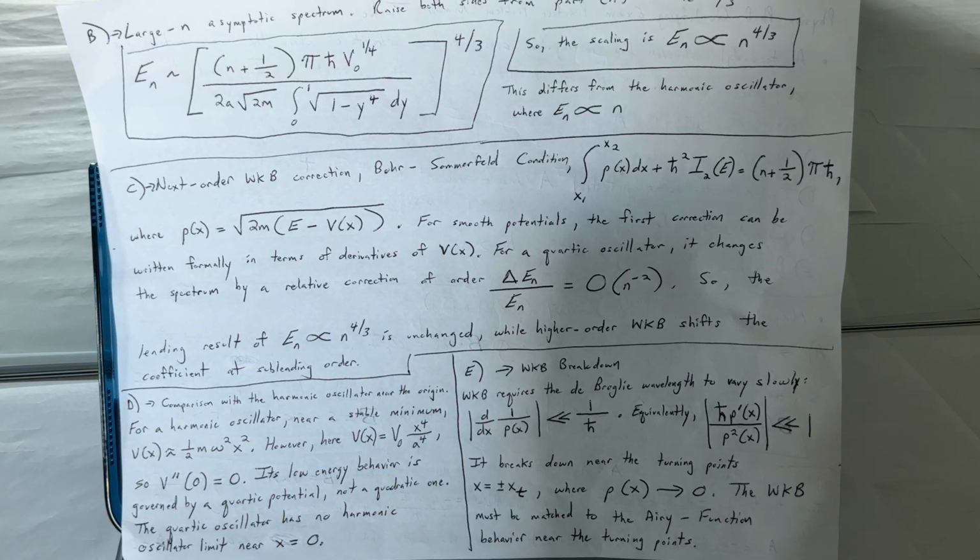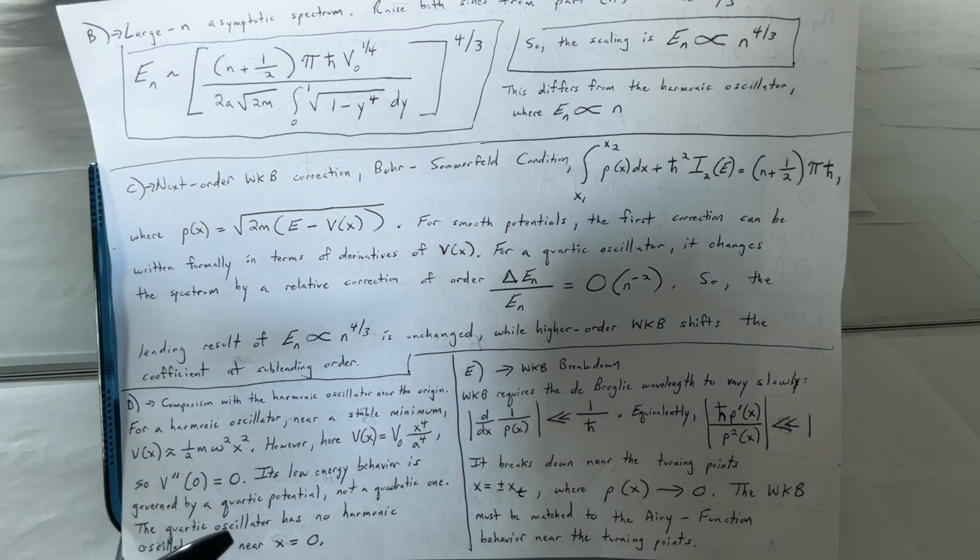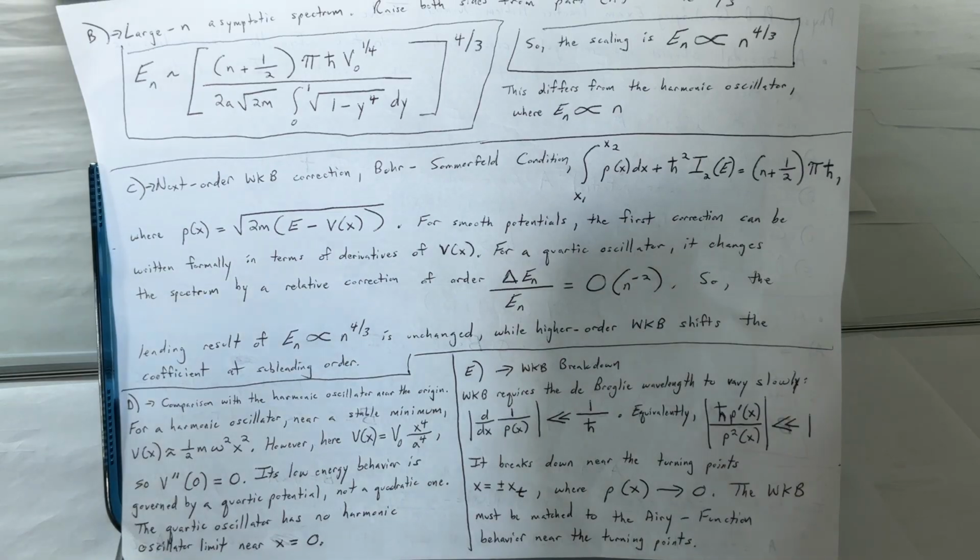Its low energy behavior is governed by a quartic potential, not a quadratic one. The quartic oscillator has no harmonic oscillator limit near x equals 0.